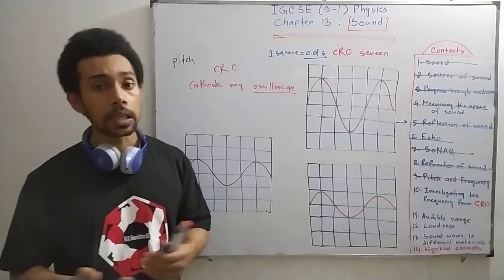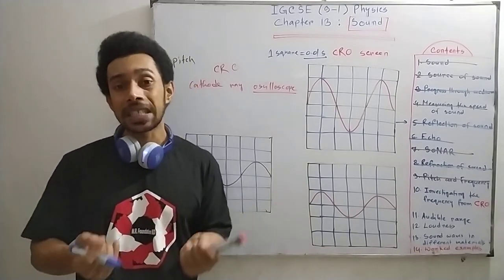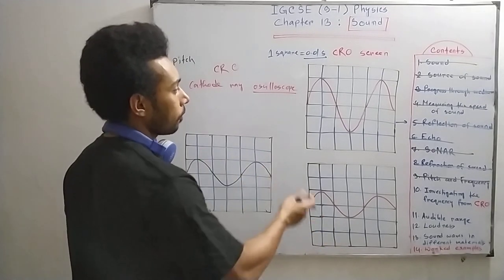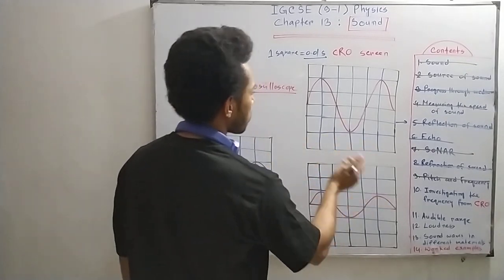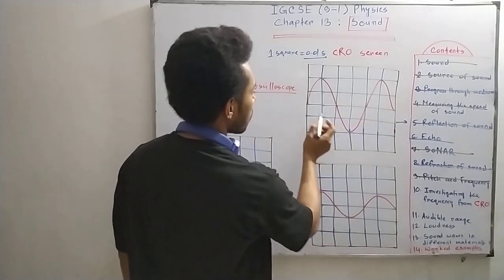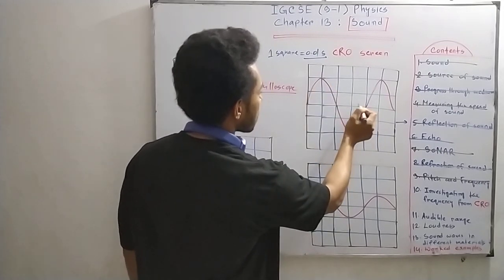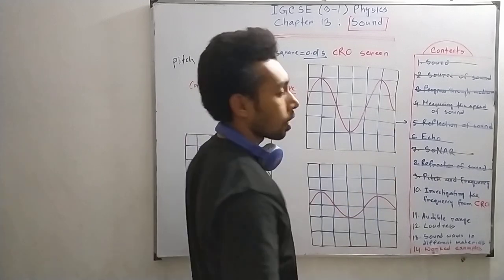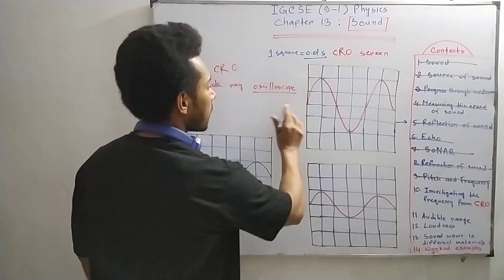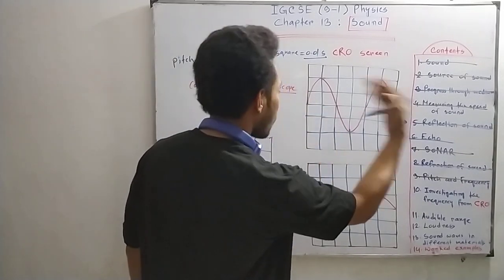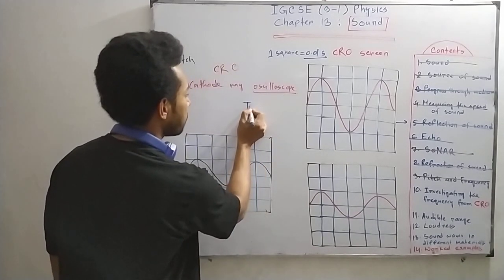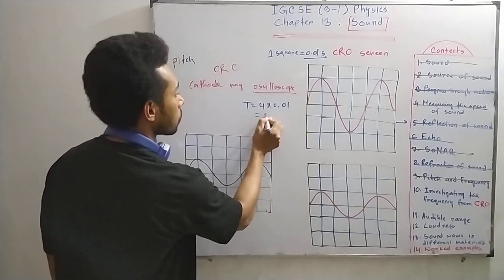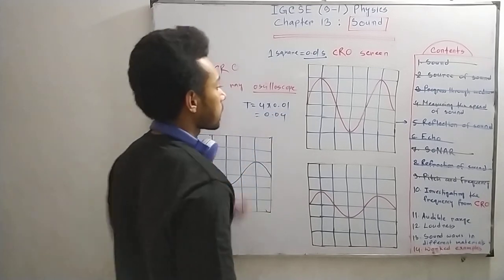The period is the time it takes to produce one complete wave. The period of the sound wave is first measured from the CRO screen. We can see from this CRO that the sound wave takes 1, 2, 3, and 4 squares to complete one wave. The time period is equal to 4 times 0.01 second, so 0.04 seconds.